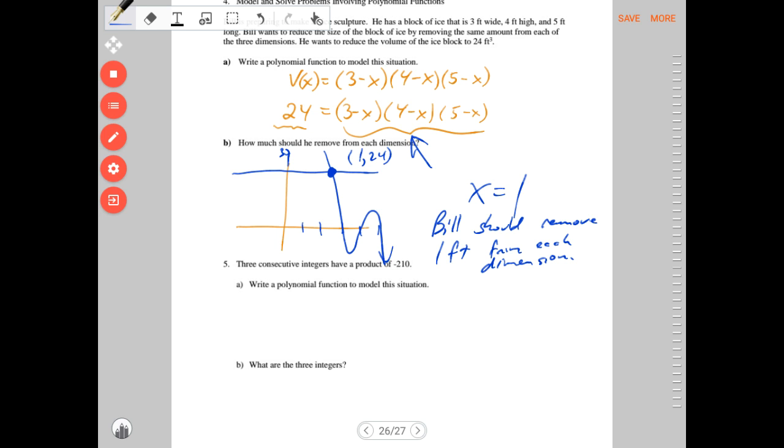Okay, number 5. 3 consecutive integers have a product of negative 210. Write a polynomial to model this situation. So 3 consecutive integers have a product. So product means multiply. So if we start with x, what's the next integer from x? Well, of course, that's x plus 1. The next one would be x plus 2. Okay, so those are our three integers, and this is going to be the product, so we could say P equals those three things, and we want that product to be negative 210.